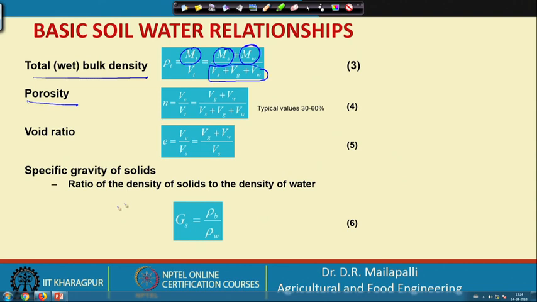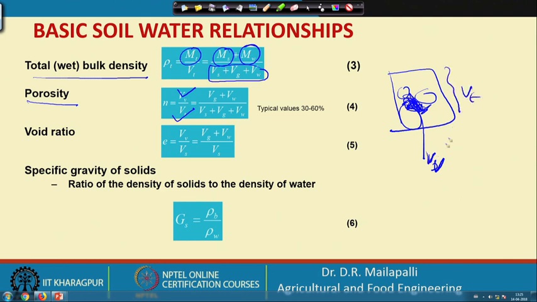And the porosity will be the volume of voids divided by the total volume. In the case of porosity, we are looking into these voids. So, the volume of voids divided by the total volume will give the porosity.